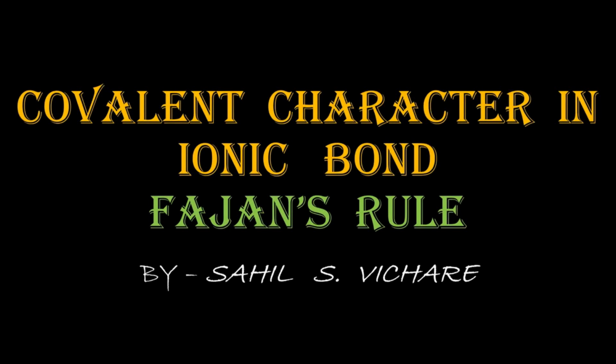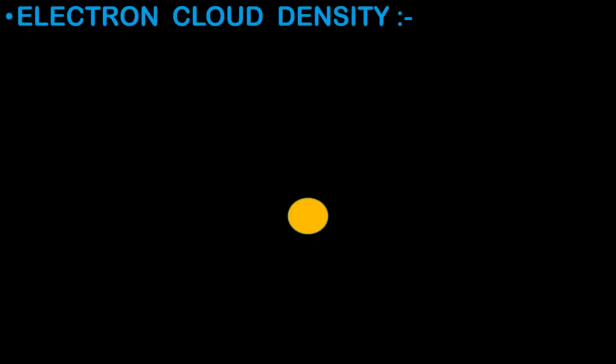Now to understand these topics, you must first know what is electron cloud density. So guys, let us assume this to be a nucleus. Now we all know that electron moves around the nucleus with great velocity, and due to this we cannot find out the exact position of electron around the nucleus. But we can at least find out a region where the chances of finding an electron is high.